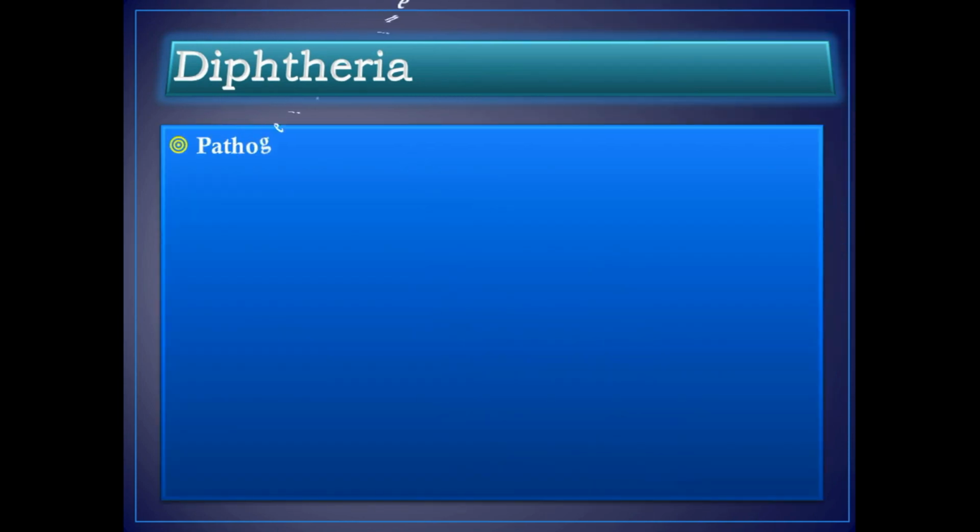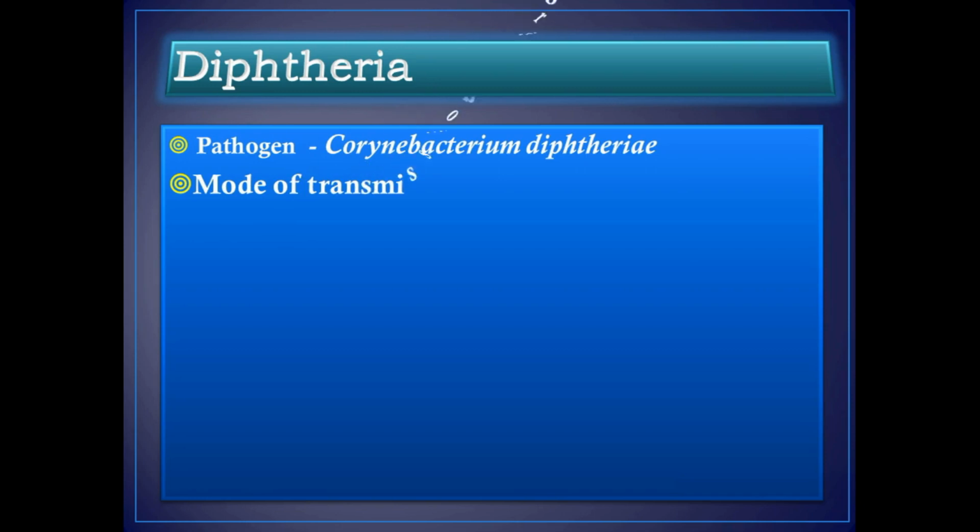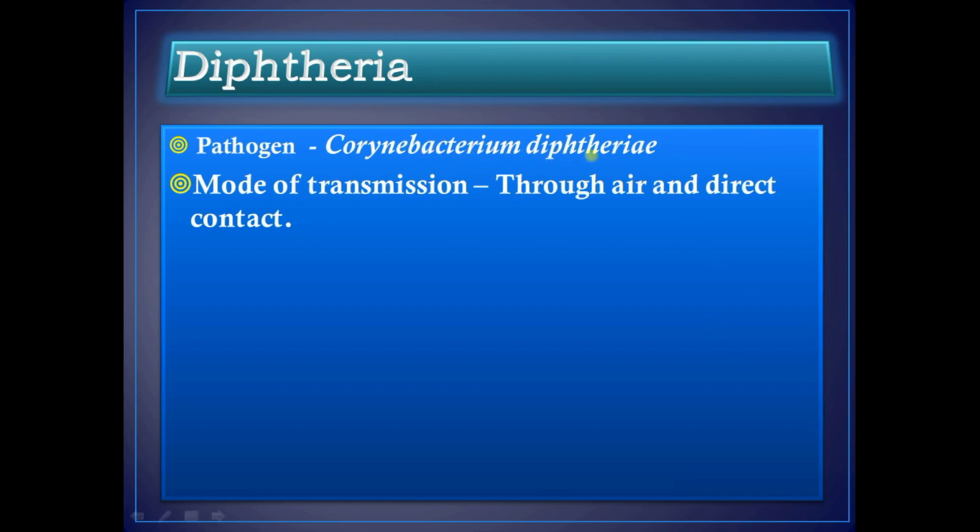Now let's move to the next disease, diphtheria. Diphtheria is another bacterial disease. The name of the pathogen is Corynebacterium diphtheriae. What is the name of the pathogen that causes diphtheria? Corynebacterium diphtheriae. The mode of transmission, how they spread, is through air and direct contact.